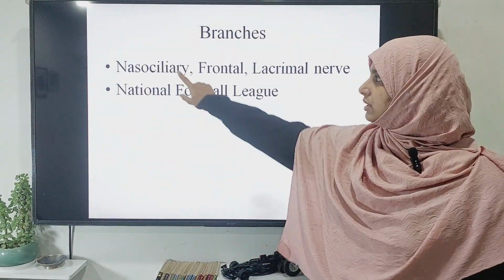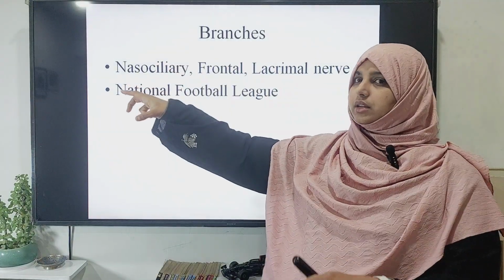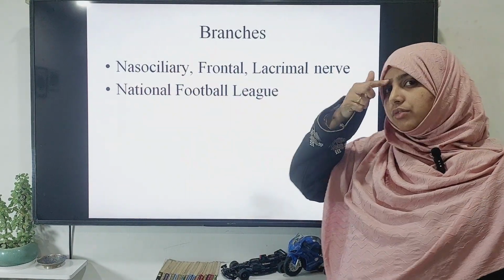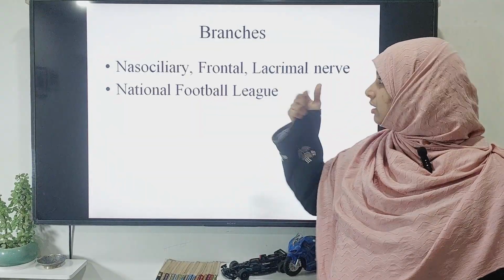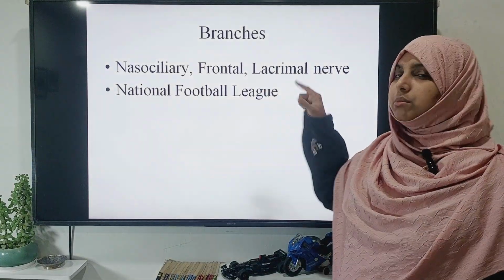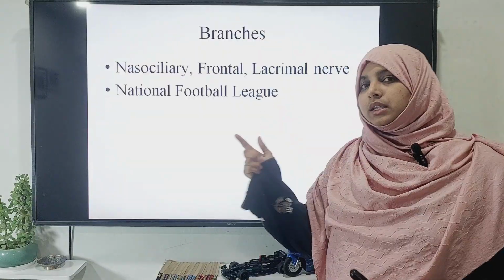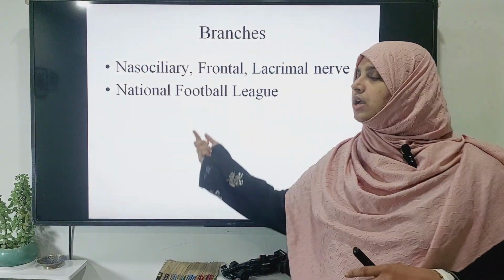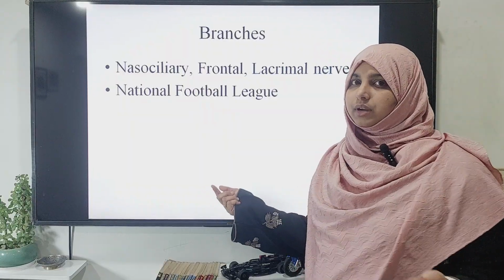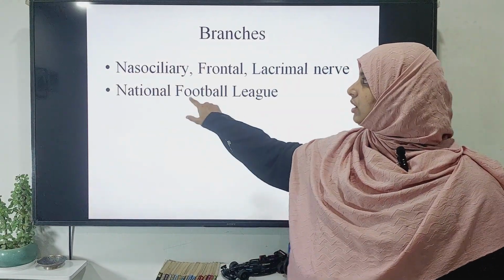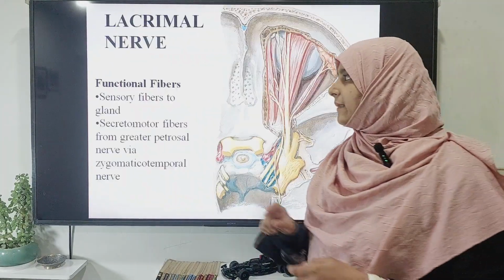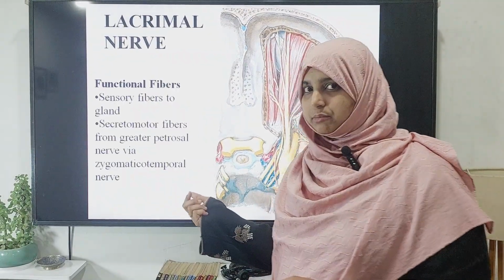Okay, nasociliary for the nose and the ciliary ganglion. Next we have the frontal, to the frontal part of the bone, frontal bone. Next we have the lacrimal nerve for the lacrimal glands on the side. So this is the order from medial to lateral aspect. Further, we have a mnemonic: National Football League. N for nasociliary, F for frontal nerve, L for lacrimal nerve. Okay, this is the arrangement from medial to lateral aspect.